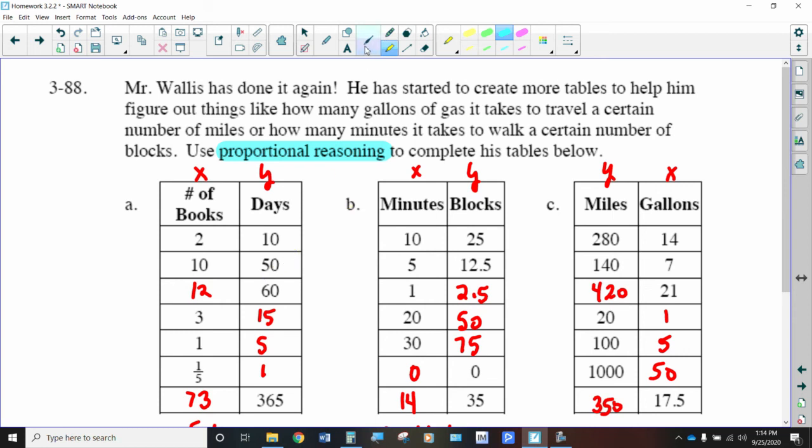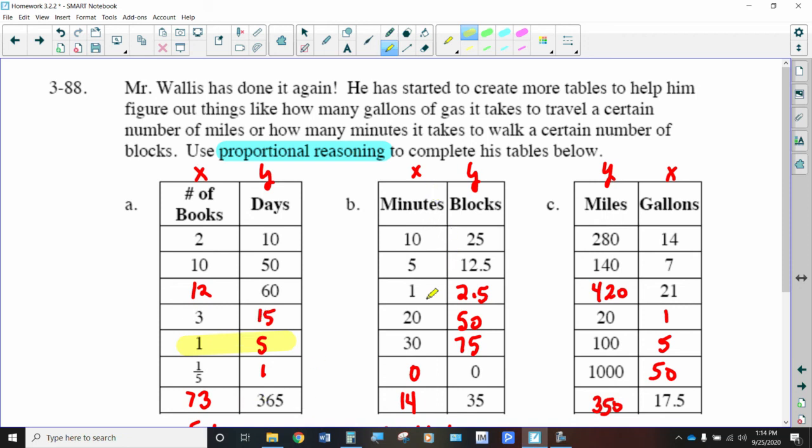So how do we figure out what the unit rates are? The unit rate here is 1 book every 5 days or 5 days per book. How do we get that? 10 divided by 2 is 5. 50 divided by 10 is 5. And once you know the unit rate, then you can figure out all the others. 60 divided by 5 is 12. 3 times 5 is 15, and so on and so forth.